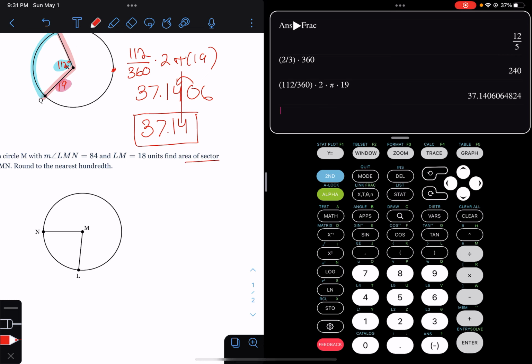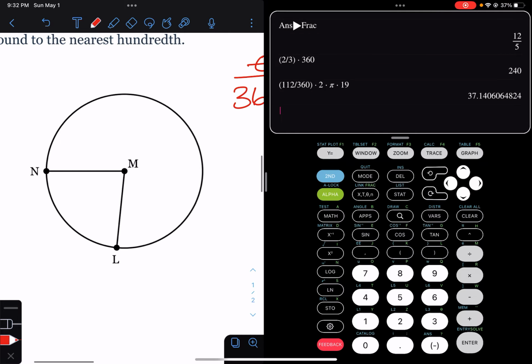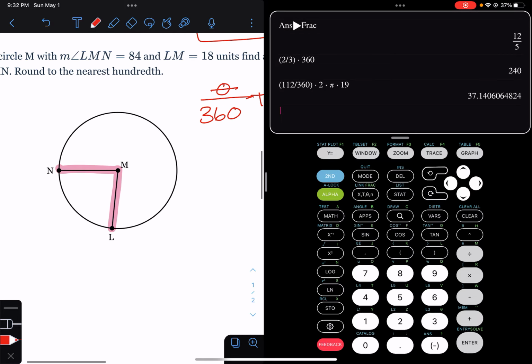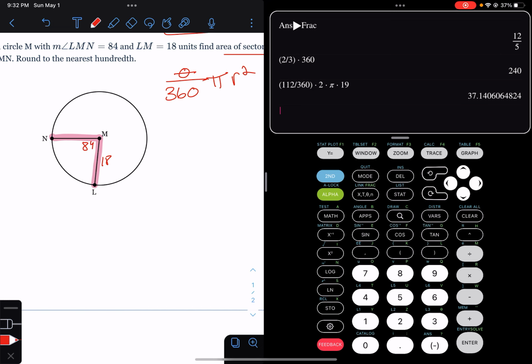So now we have to use our sector formula. All right, area of a sector is theta over 360 times pi radius squared. So let's go right in our information. They told us that LMN is equal to 84, and that LM, which is this guy here, is equal to 18. All right, so we can go ahead and fill all this stuff in.